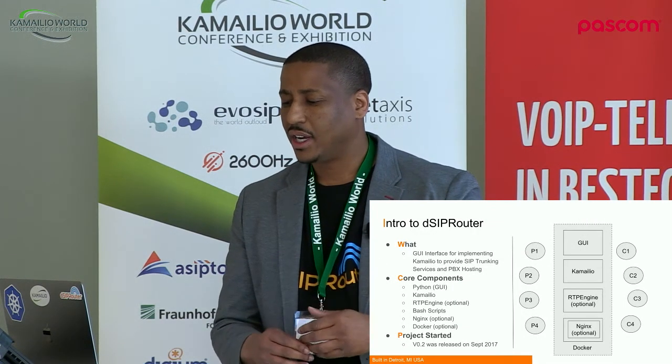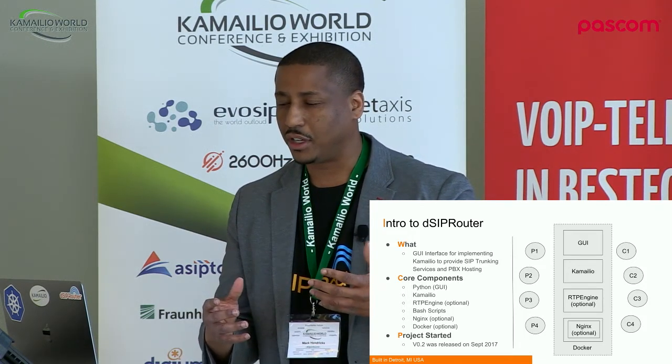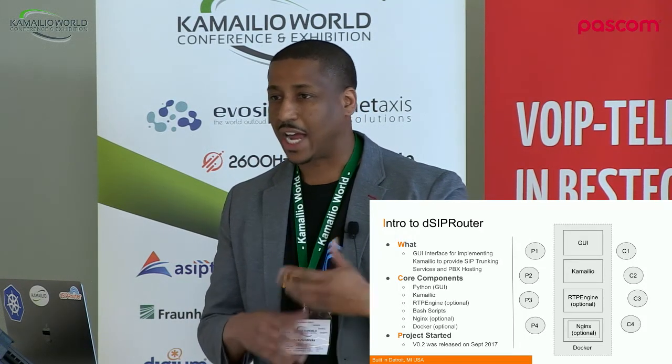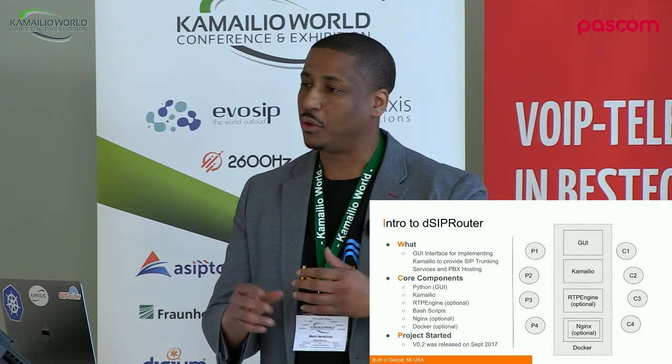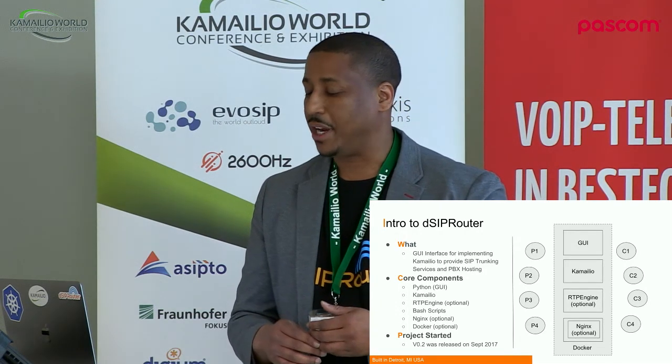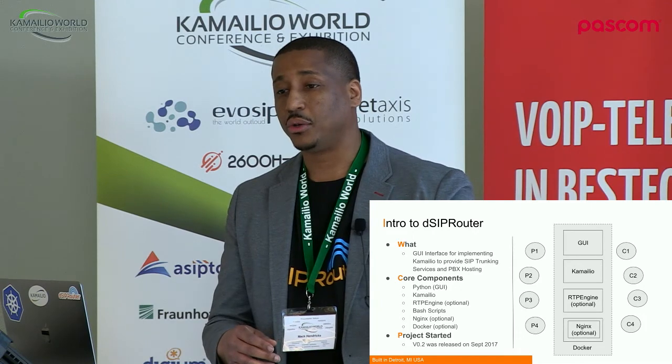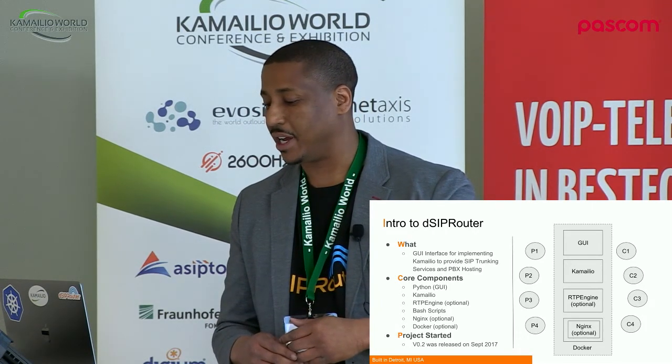The core components are Python for the GUI, obviously Kamailio as the core, RTPEngine, which is optional, they don't necessarily need to use that, some bash scripts that do the install process, Nginx and Docker. As I showed in the dangerous demos, in order to do some of the things we need to do with provisioning and scaling out FusionPBX, you need a way of routing phone provisioning information. So we use Nginx to do the actual routing to the back-end FusionPBX systems.